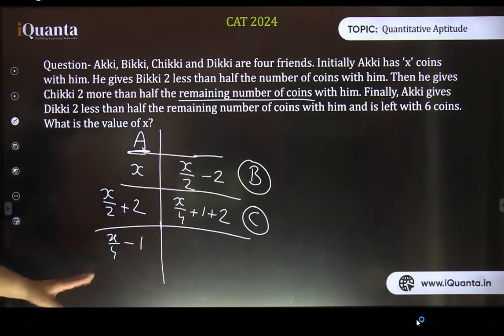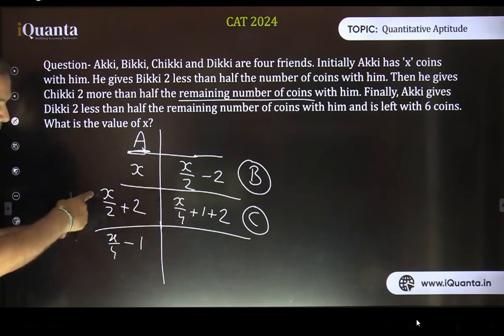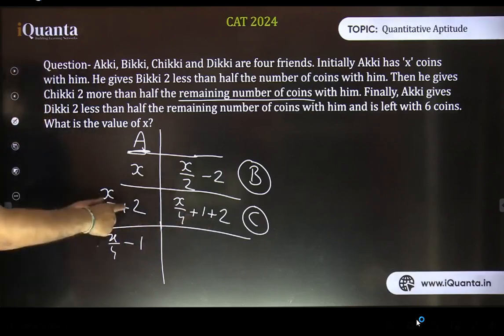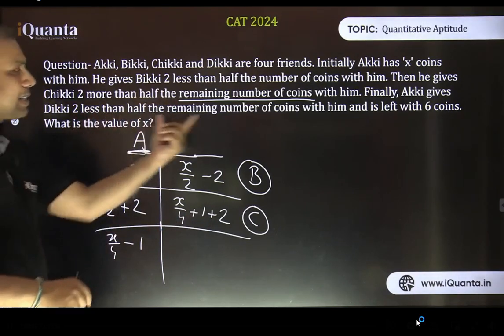Sir, please recheck. Please recheck. This is true. This is correct. See, we can check it now. Just add these two. It should come out to be equal to this. So, x by 4 plus x by 4 is x by 2. That's true. 1 plus 2 is 3. 3 minus 1 is 2. That's true. So, this is fine. Right? This is fine. Okay, now finally, A gives D two less than half the number of coins remaining.